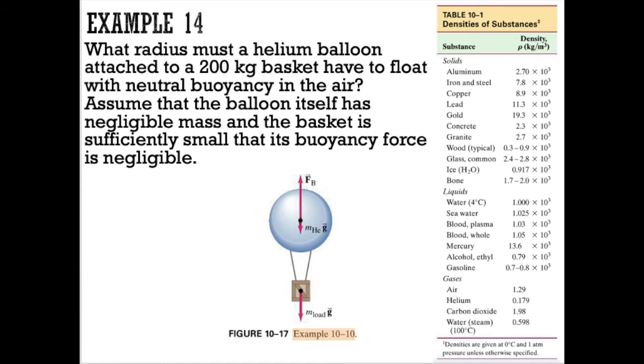Example 14, what radius must a helium balloon attached to a 200 kilogram basket have to float with neutral buoyancy in the air? Assume that the balloon itself has a negligible mass and that the basket is sufficiently small that its buoyancy is negligible.